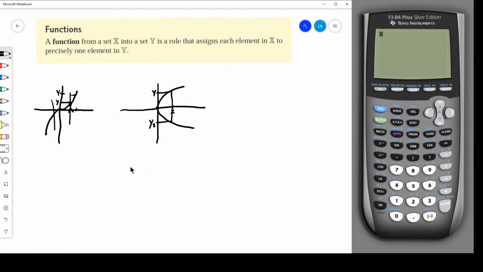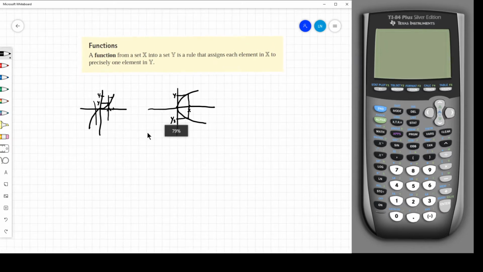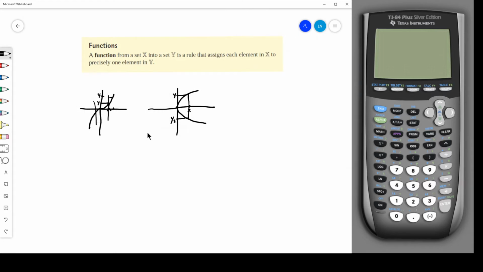So all this definition is saying is you have something that satisfies graphically this as opposed to this. If I can take an x and trace it back to two different y values, then I don't have a function. And that is the rule that we are going to follow for functions. Hang on one second here, my line is too thick.